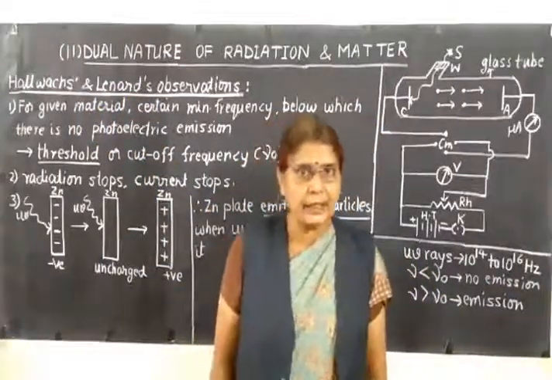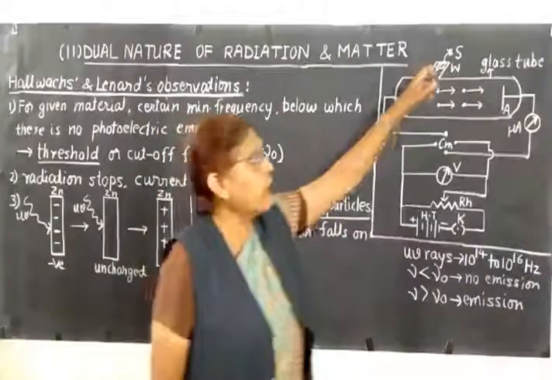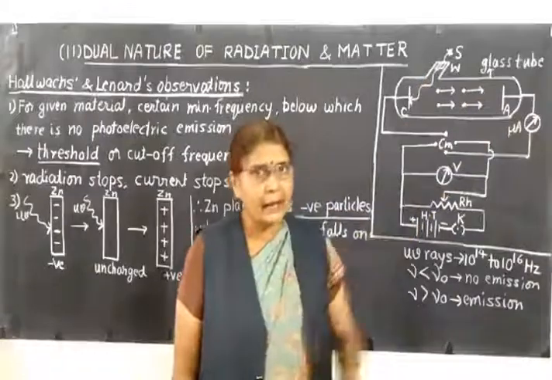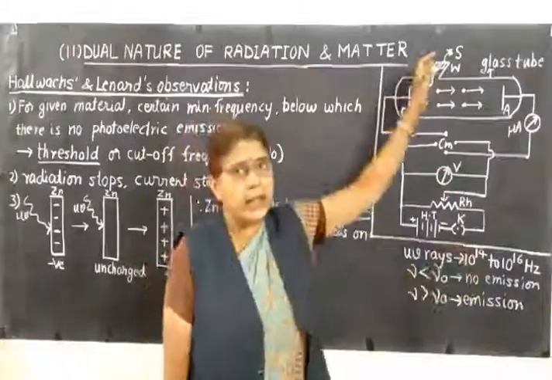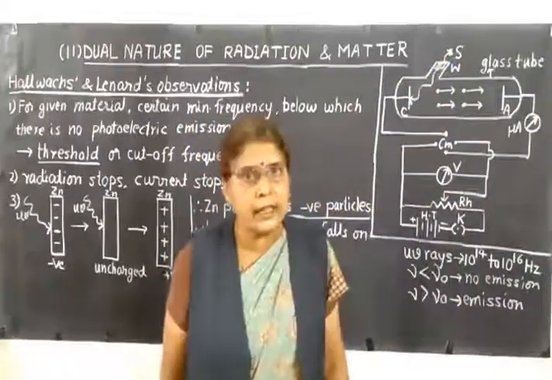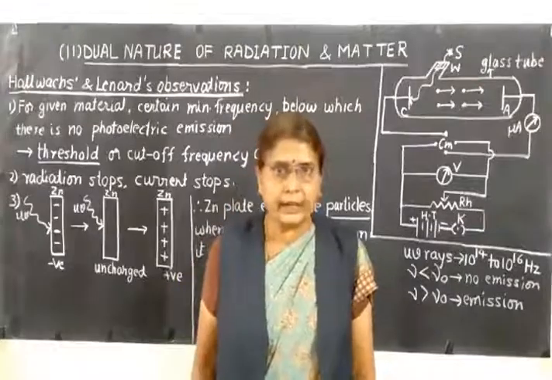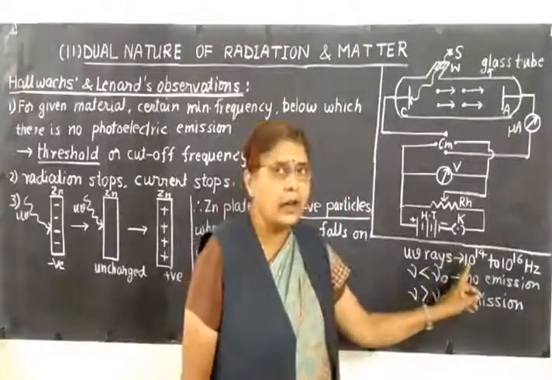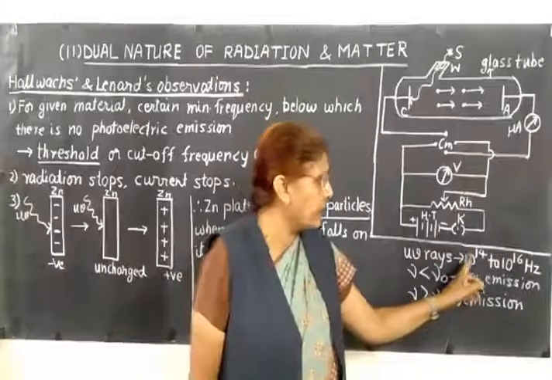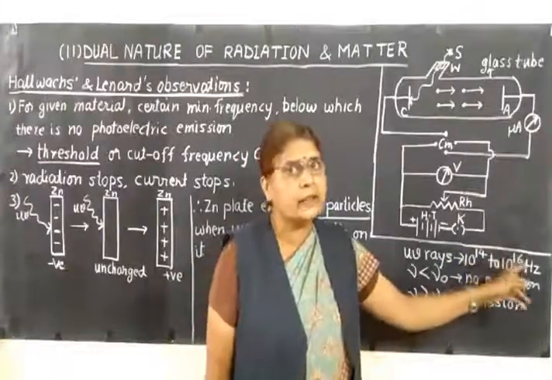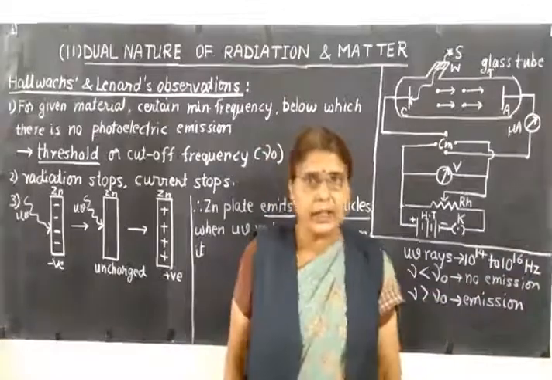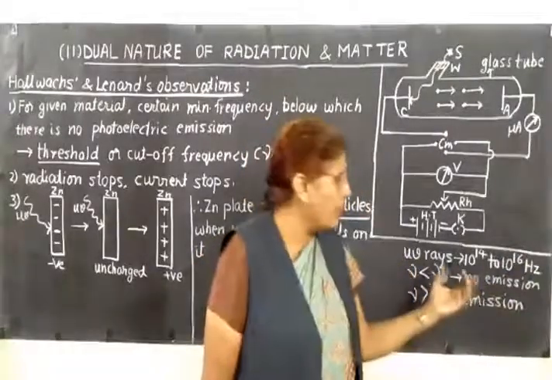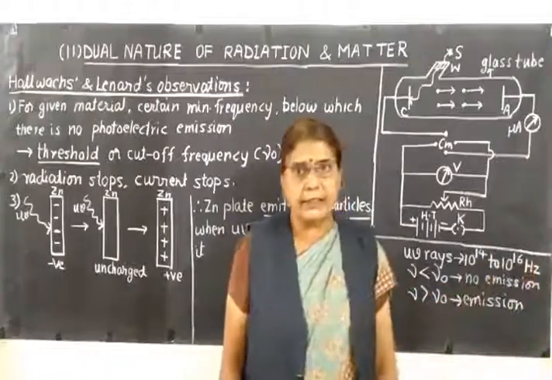So we have studied just now that radiation falls on the emitter and photoelectrons are emitted. This incident radiation has a certain range of frequencies. For example, if you take UV rays, the radiation has a range of frequencies from 10^14 Hz to 10^16 Hz. So the question is, is photoelectric emission possible for all the frequencies of this given radiation?